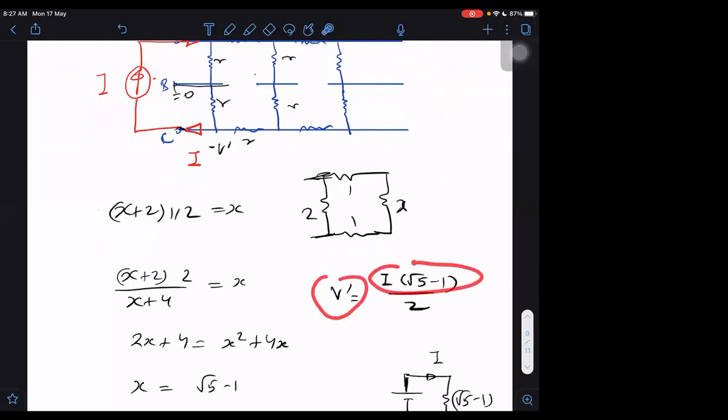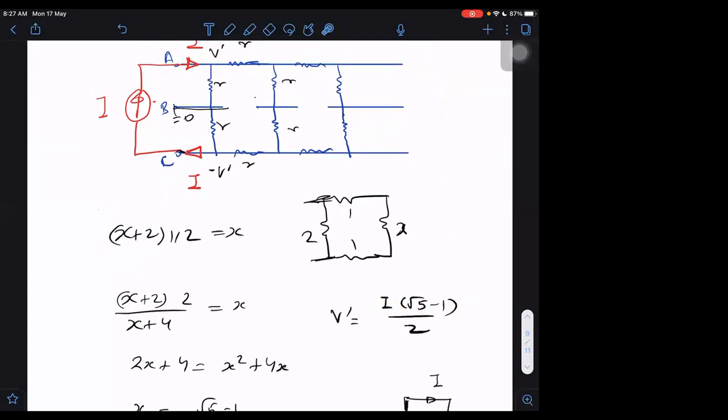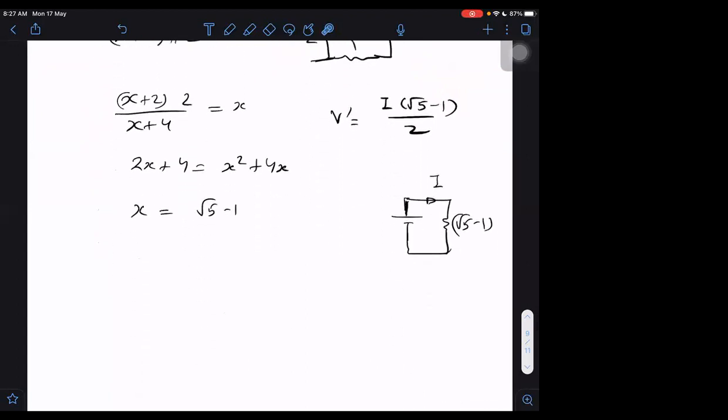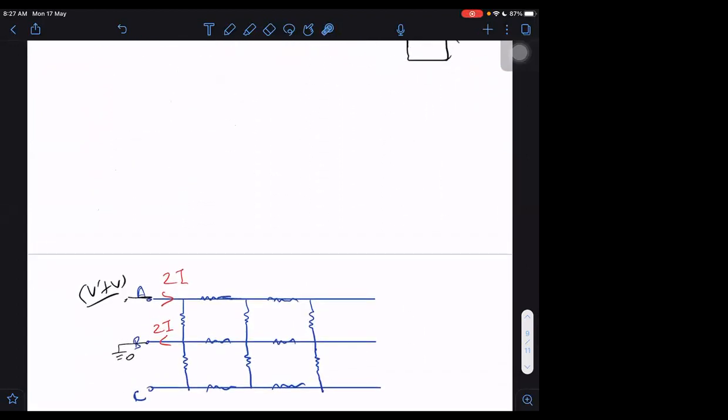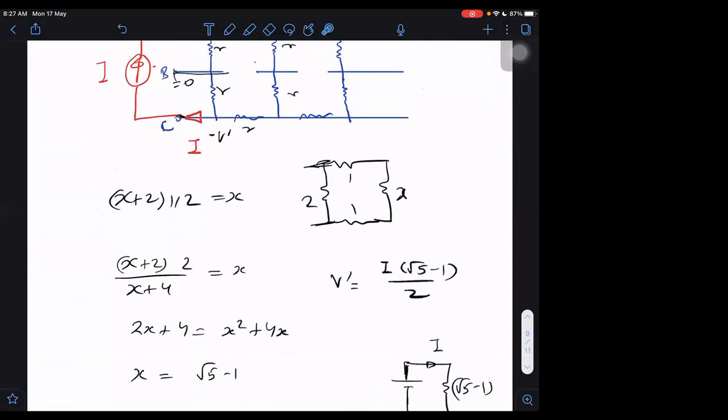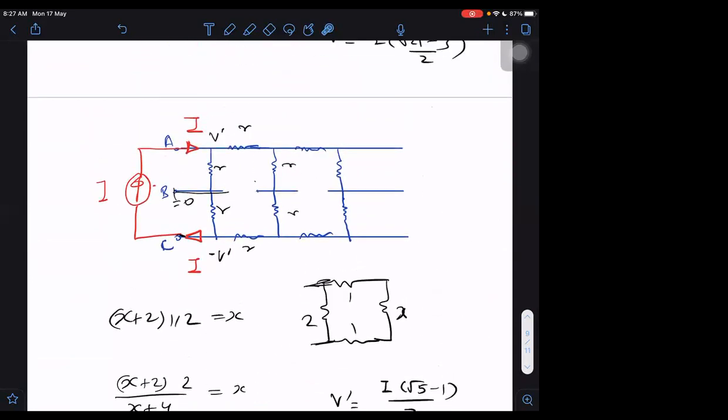I into total equivalent resistance, which is root 5 minus 1. I into root 5 minus 1 by 2. Here I dash, V dash by 2, sir. But in the third one you did not take 2, when V dash plus V. V dash is not the total. Total is 2V dash here. In the second diagram, correct, sir.